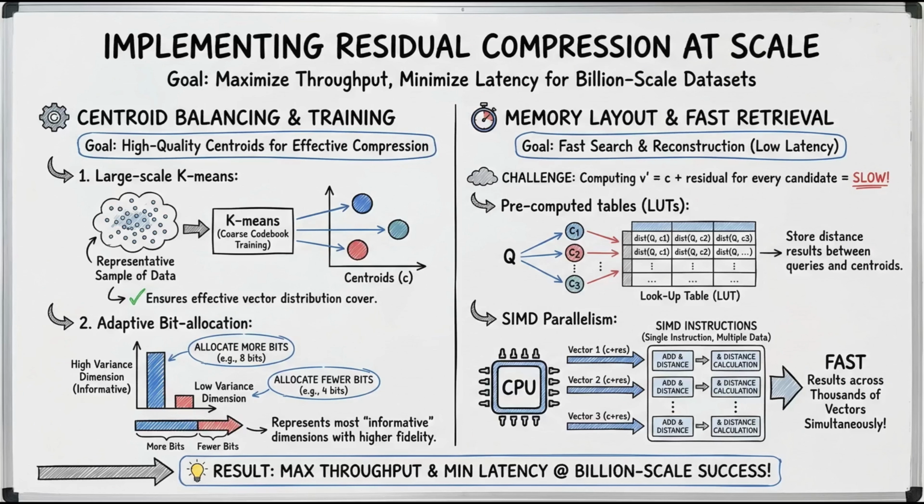Second, we use adaptive bit allocation. Instead of treating every dimension equally, we assign more bits to the residuals that carry higher variance. By focusing our precision on these more informative dimensions, we maintain high fidelity where it matters most.